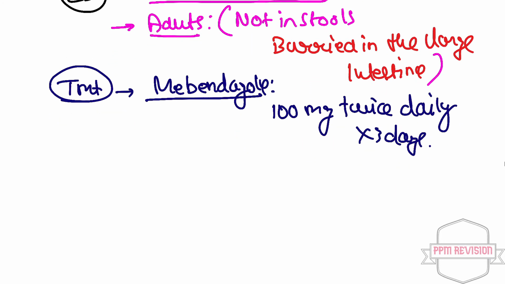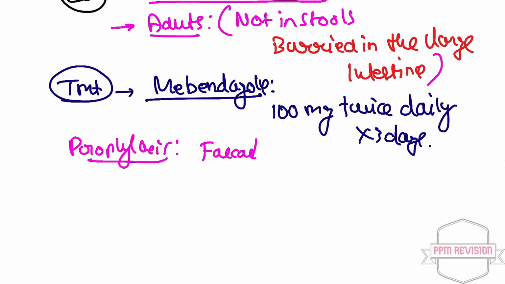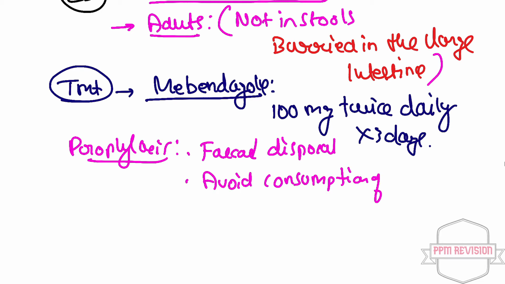Then prophylaxis would be similar, that is, fecal disposal should be noticed, and avoid consumption of raw vegetables, as well as the treatment of patients should be done effectively.